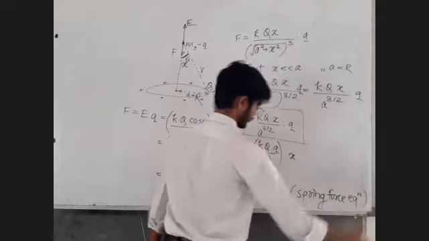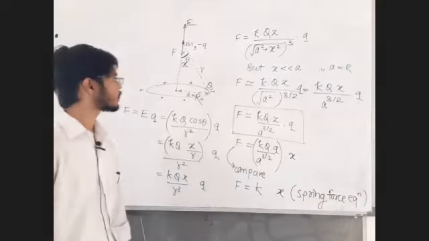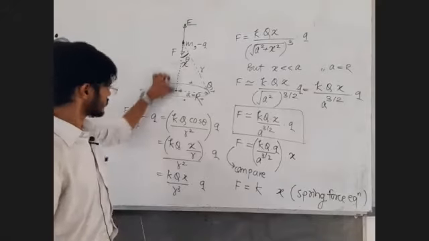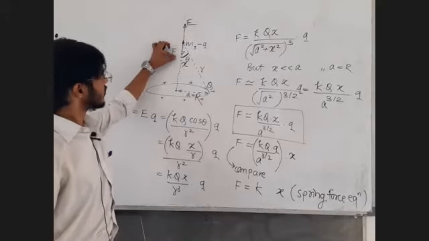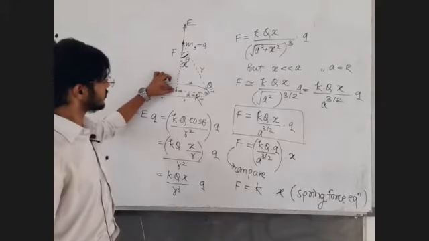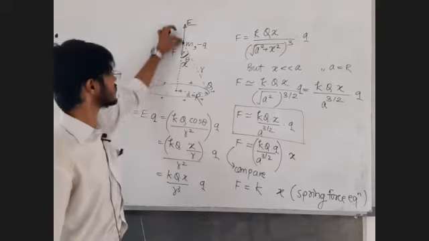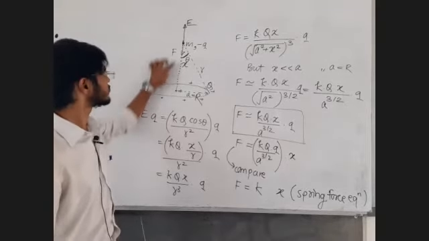Spring force equation. Reply to me in the chat box, yes or no. Compare this: about this point, the charge can oscillate. It will come here to the center of the ring, again go here, again come here, again go here. So it can oscillate about this axis.